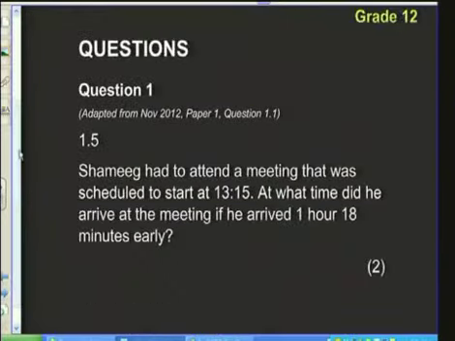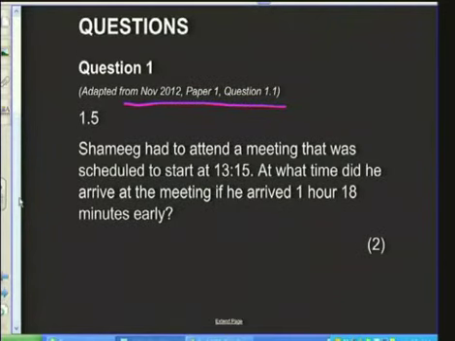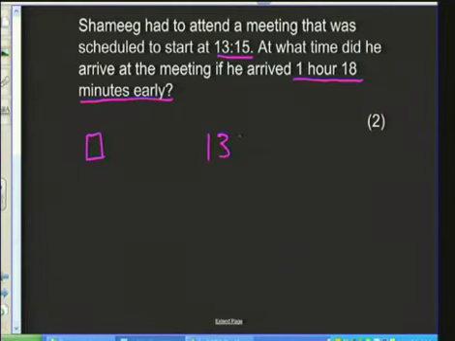Right, and our next question, adapted from the same paper. Shamig had to attend a meeting that was scheduled to start at 13:15. That's at 1:15. At what time did he arrive at the meeting if he arrived 1 hour, 18 minutes early? So we want to know what time he arrived. The meeting was scheduled at 13:15. And we know that the time he had to wait here was 1 hour and 18 minutes early.